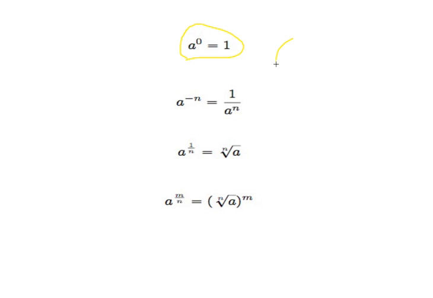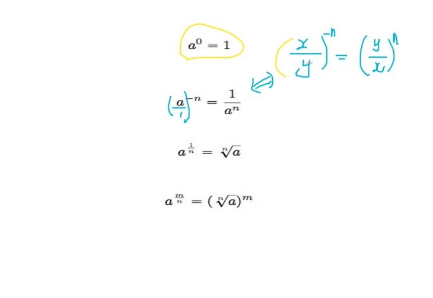What do I mean by flipping it? Say for example, x over y, this is x over y over 1, and then you flip it to remove the power, to remove the minus sign. So for example, like that. If I flip it like that, I essentially remove away the minus sign. So when I flip it, I remove the minus sign. This is what this rule basically means.